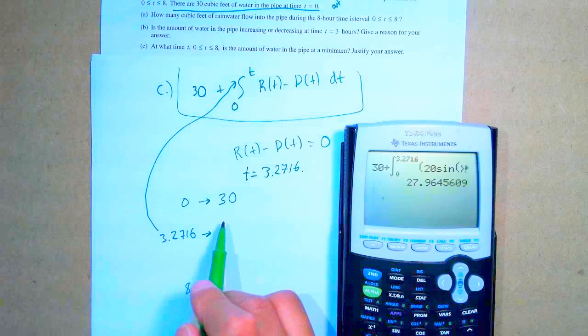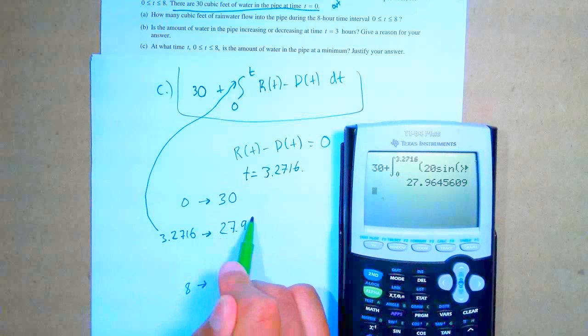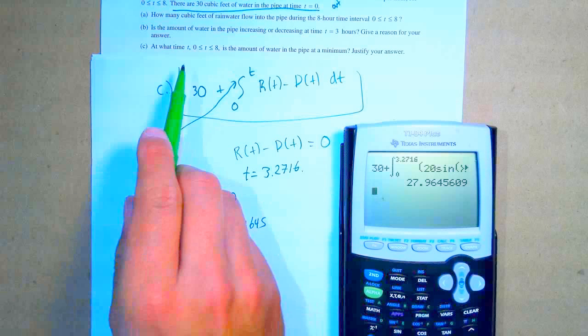That's the amount of water after 3.276 hours. 27.9645. Now the good thing you notice is this is lower than that, so as of right now this is my minimum, but I do have to check my endpoint. You always have to check your endpoint when it says equal to.